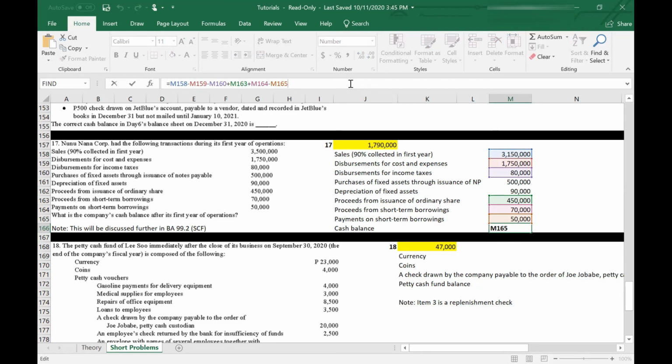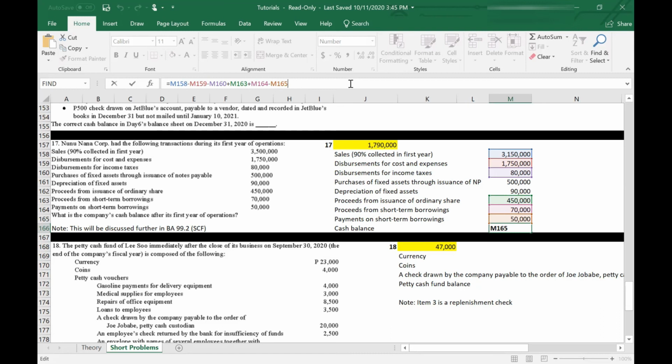May involved ba yan dyan na cash? None. So, well, hindi natin siya papakialaman kasi the entry to record the transaction was to debit PPE and credit notes payable. So, there was no cash involved. The same is true for depreciation, diba? You just debit depreciation expense, credit accumulated depreciation. So, no cash involved. Proceeds from issuance of ordinary share.